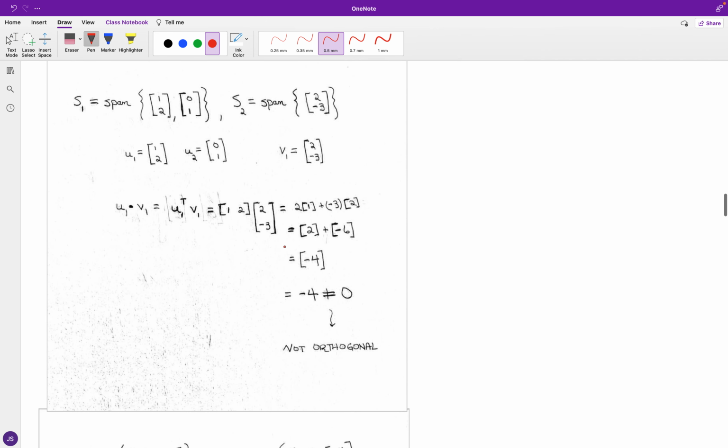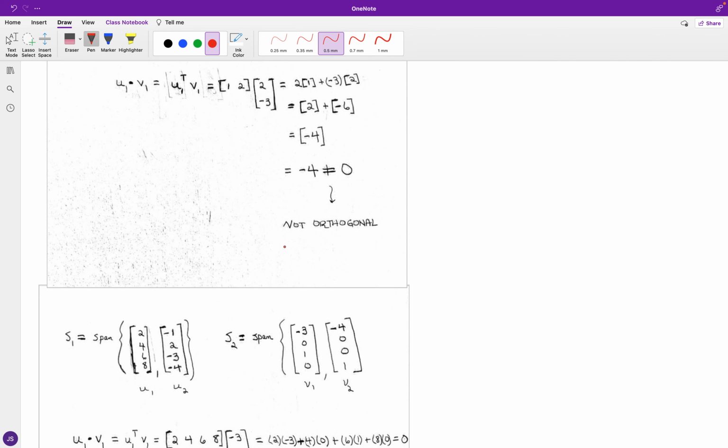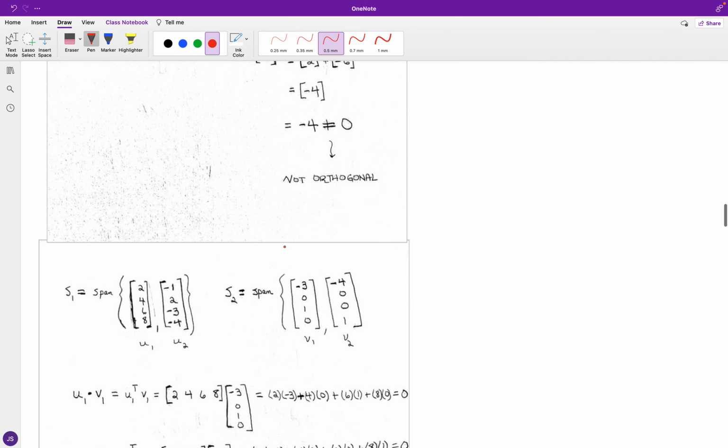Now let's say we have S sub 1 consisting of a couple of vectors, as 4 by 1 arrangements. The first of which is 2, 4, 6, 8. Next we have negative 1, 2, negative 3, and negative 4. And we'll say the second subspace consists of a couple of vectors, each also in a 4 by 1 array. For the first vector, we have negative 3, 0, 1, 0, and the second we have negative 4, 0, 0, and 1.